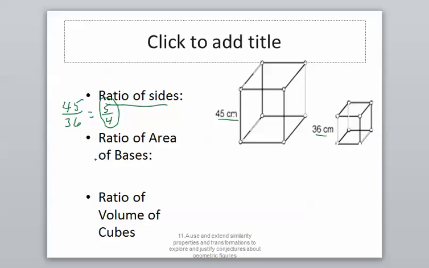Now if I want to get the ratio of the area, no problem. That's going to be 25 over 16. All I did was take 5 over 4 and square it, and that would be the ratio of the area. Now if I want to find the ratio of the volumes, no problem. 5 over 4, and we cube it. That'll be equal to 125 over 64.